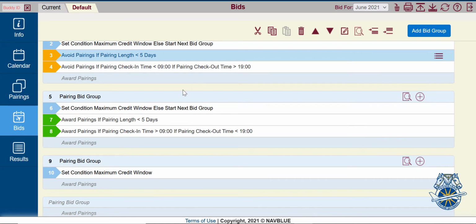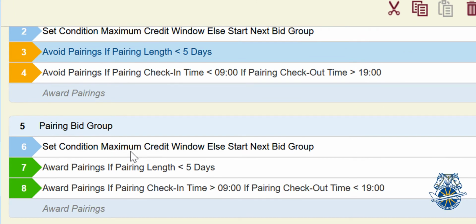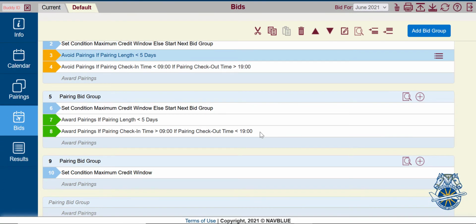On our second one, like I said, they say the same thing, but now we have awards instead of avoids. So the set conditions, maximum credit window, L-star next bid group, which is how we started off the first one. But this time we're telling the system, hey, award pairing lengths if they're less than 5 days. Pretty much the same thing that's up top, but here it's going to be handled differently. Correct, the system will handle it differently. Then we have award pairings if check-in time is after 9 a.m. but before 7 p.m. Again, we use the same things, but we just told the system we prefer to have these pairings awarded to us.